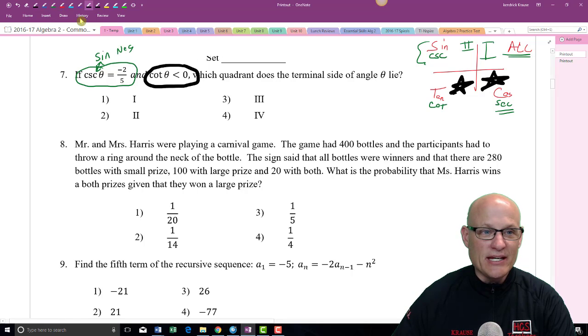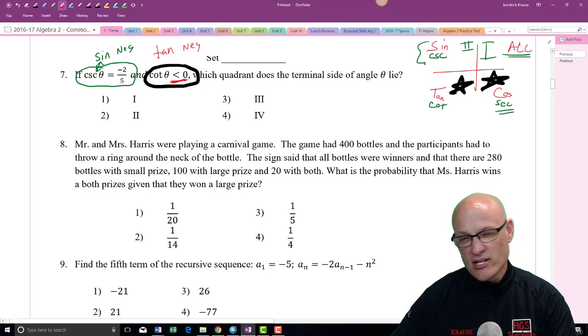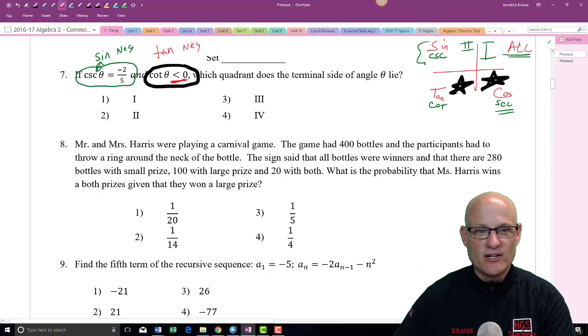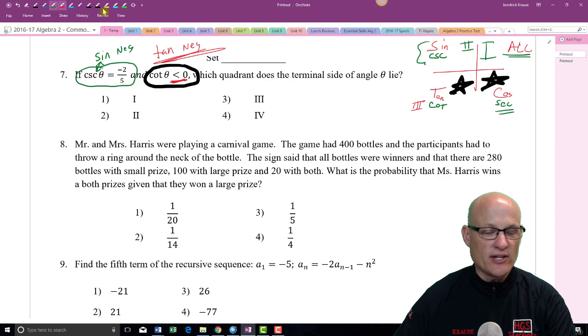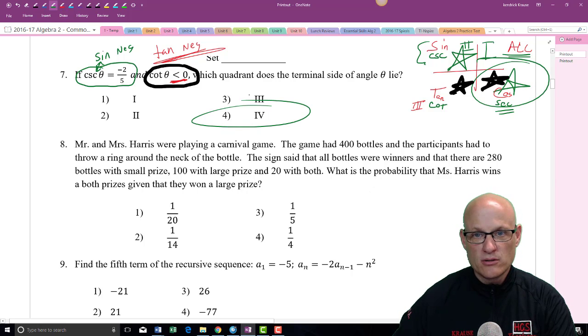This does not mean cotangent is less than 0. What it means is tangent is negative. It really means cotangent is negative, but if cotangent's negative and you flip it, tangent's negative. So it really tells you where tangent is negative. Well, tangent is positive in the first and down here in the third quadrant. So I need to find out where tangent is negative, and that's in this quadrant and this quadrant. The double star winner is choice 4.